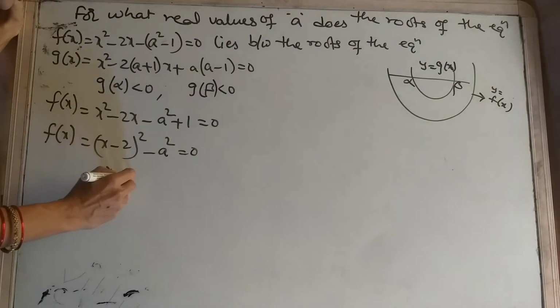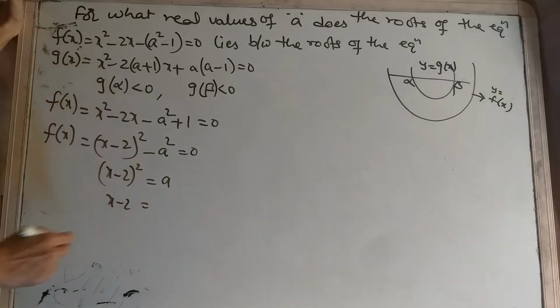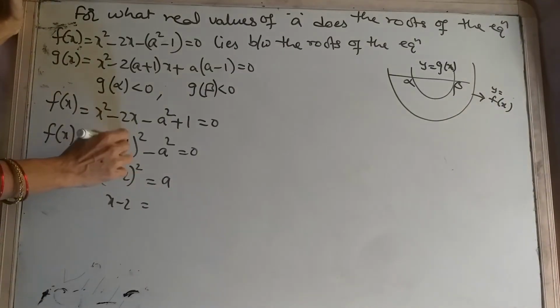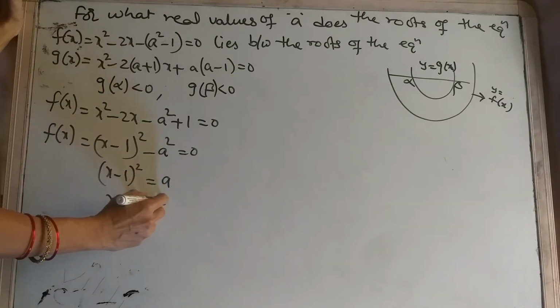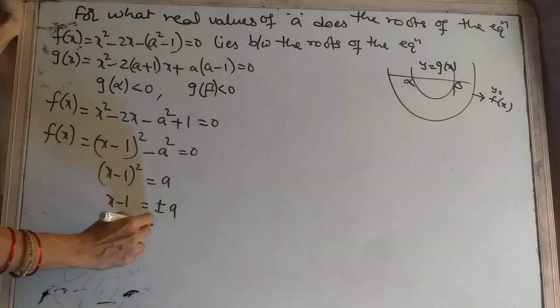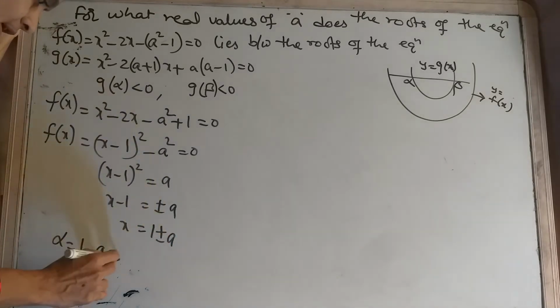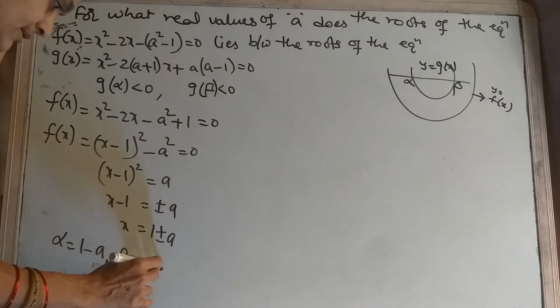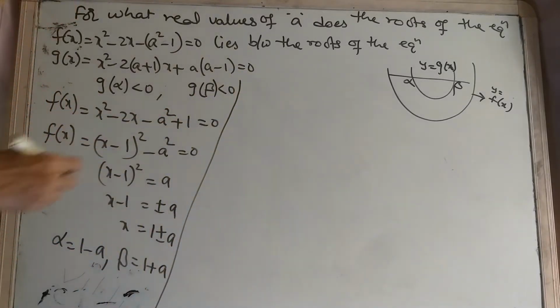So (x minus 1) whole square equal to a square, means x minus 1 equal to plus or minus a. So then x equal to 1 plus or minus a. Here alpha is 1 minus a and beta is 1 plus a. So these values are substituted in g of alpha, g of beta.